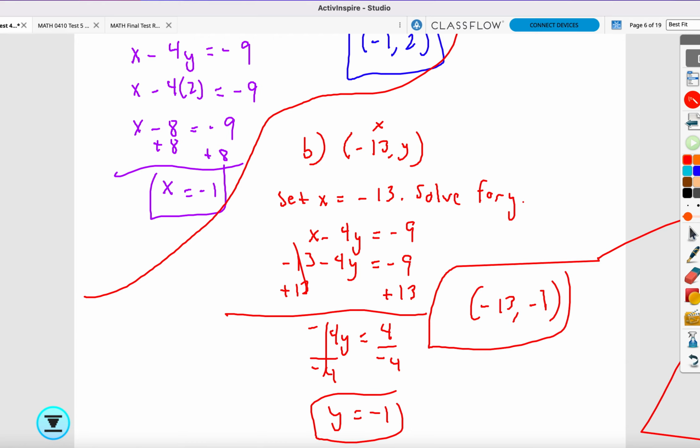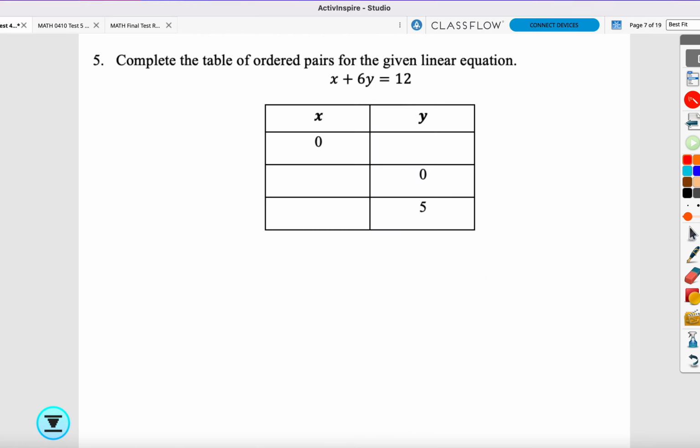All right, guys. Moving on to the next one. Complete the table of ordered pairs for the given linear equation. So this process is the same as before, but you pretty much have to just use what they give you. So you have the equation, right? We have to use that equation. So A, right? A they give us. So this is going to be A. This is going to be B. This is going to be C.